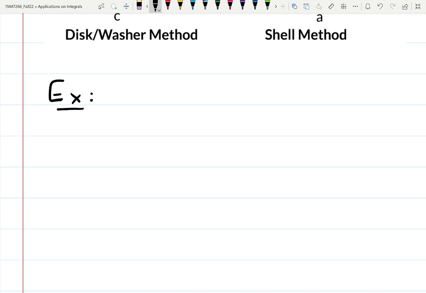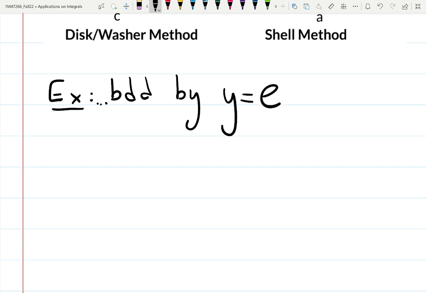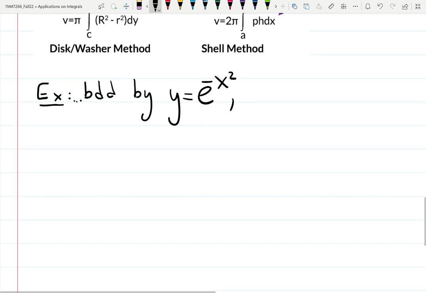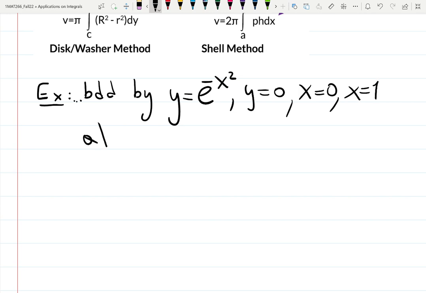Example. Find the volume of the solid that was created by rotating a region bounded by the functions y equals e to the minus x squared, y equals 0, x equals 0, and x equals 1, about the y-axis. This is exactly the example I'm talking about. Solution.